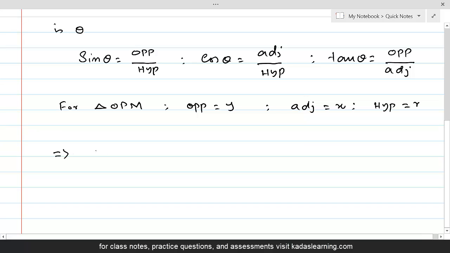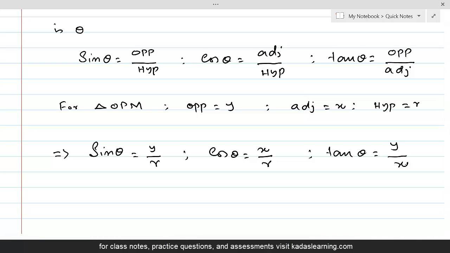This means sine theta is equal to y over r, cos theta is equal to x over r, and tan theta is equal to y over x. Now this is how we can redefine sine theta, cos theta and tan theta with reference to triangle OPM, where opposite is equal to y, adjacent is equal to x for the angle under consideration theta.